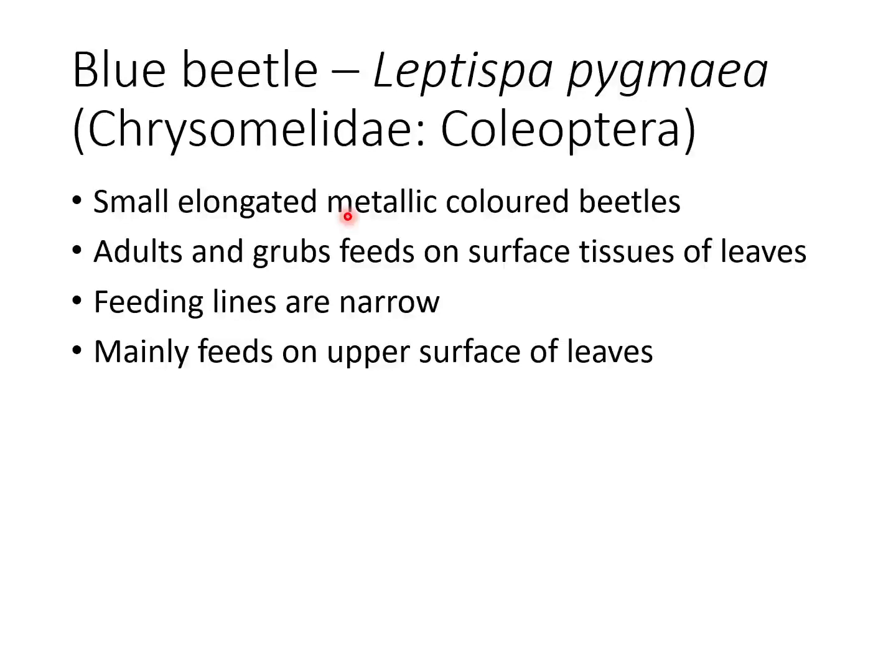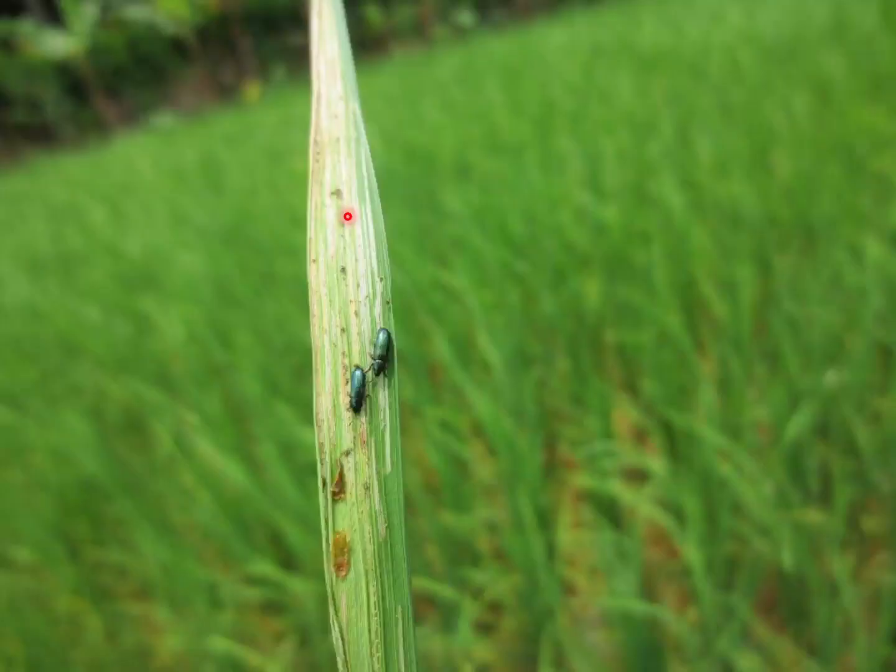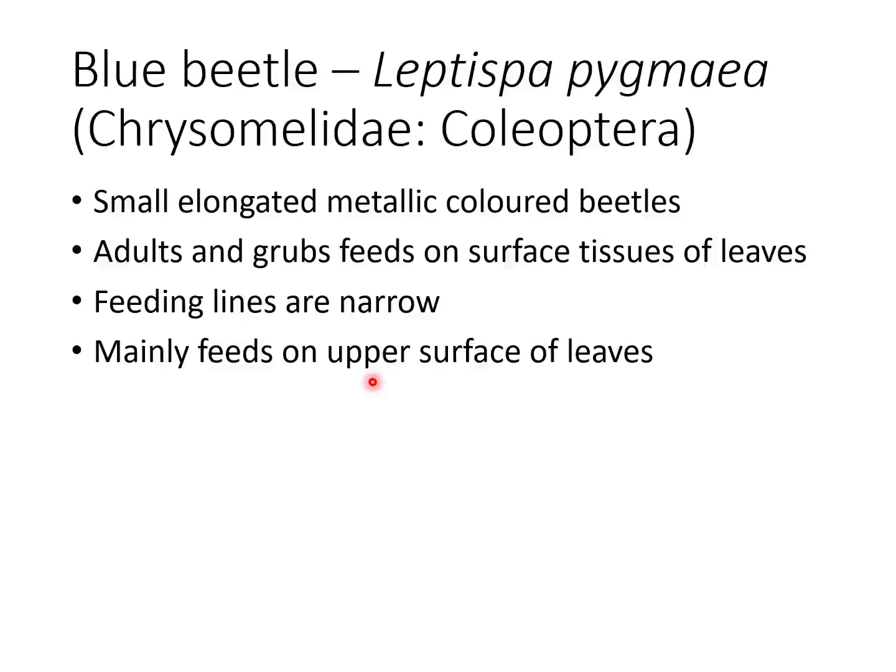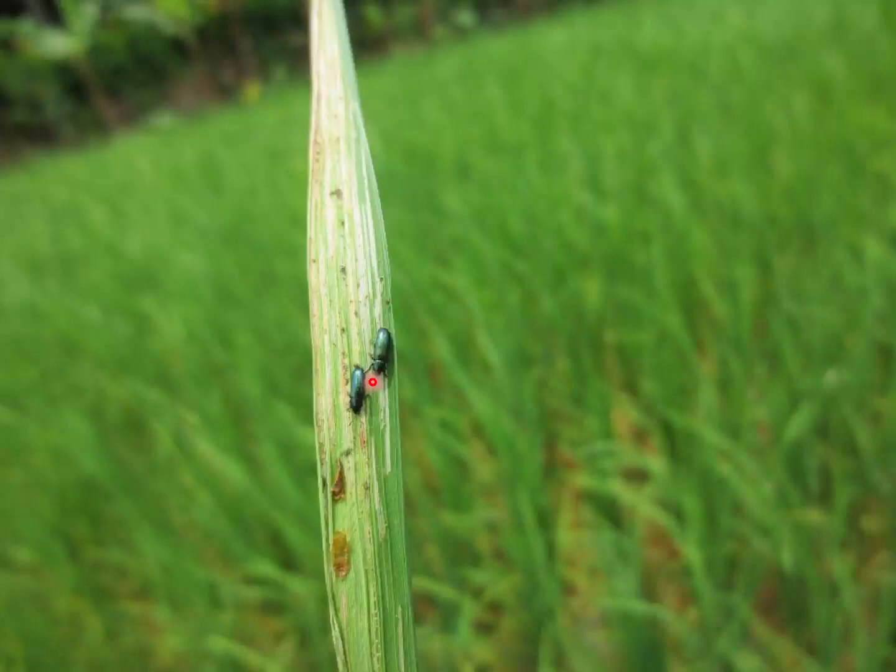And this insect is a small, elongate, metallic colored beetle. You see, this is a very small insect, but an elongated beetle, which is shiny in nature. As the name indicates, it is blue in color, and just like hispa adults, this one also, the adults feed on the green matter of the leaf surface. That is the typical feature.